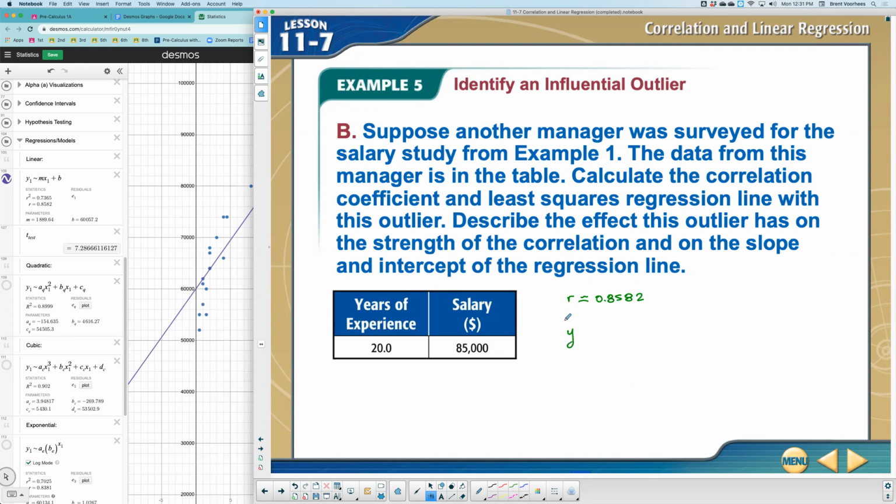We usually write it as y hat equals the slope, now 1,889.64, x plus the y-intercept, which is $60,057.20.